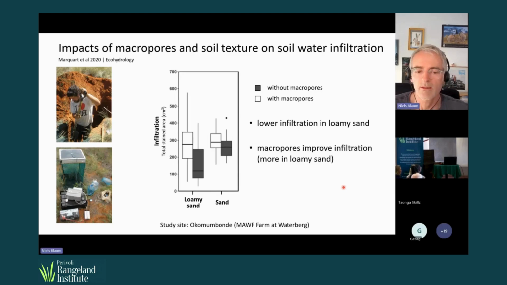Now, if we look at the impacts of the macropores, it is very pronounced that macropores improve infiltration in both situations, on both soil types, but it was way more pronounced in the loamy sand. You also see a high variance of the data, because the soil structure in loamy sand is much more variable than in sandy soils.